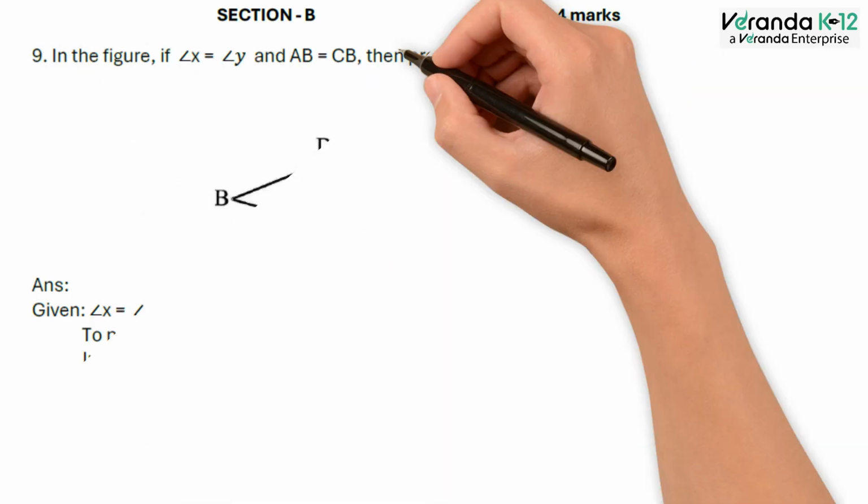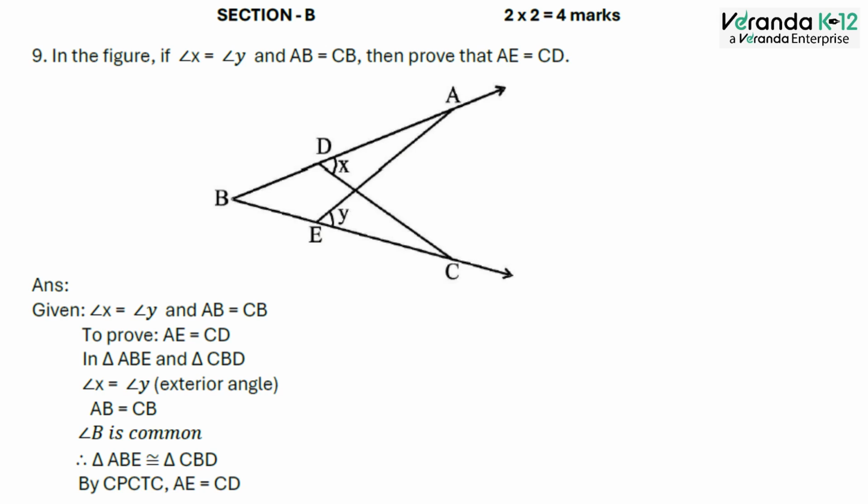Then section B, 2 mark questions. In the given figure, angle X is equal to angle Y and side AB is equal to CB. Prove that these two lines AE and CD are equal. So what is given first? Only congruency. Let's see what things are available for congruency. First, angle X and angle Y are equal and AB and CB are equal. Then to prove AE is equal to CD.